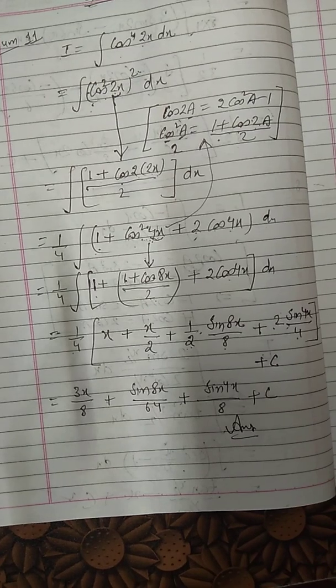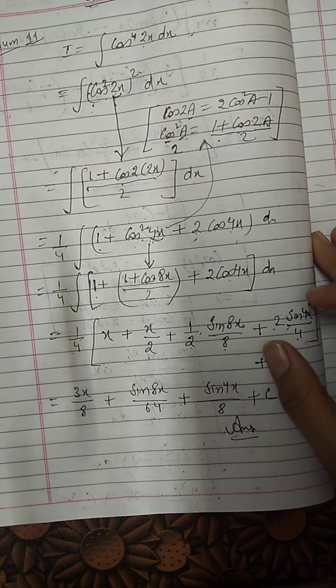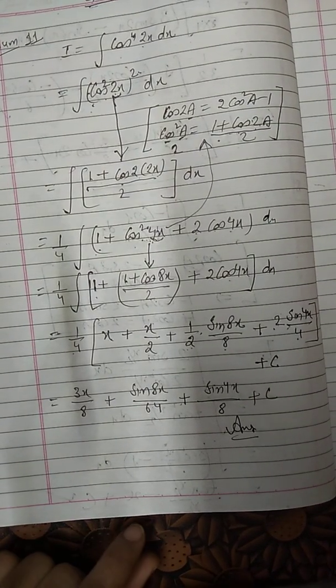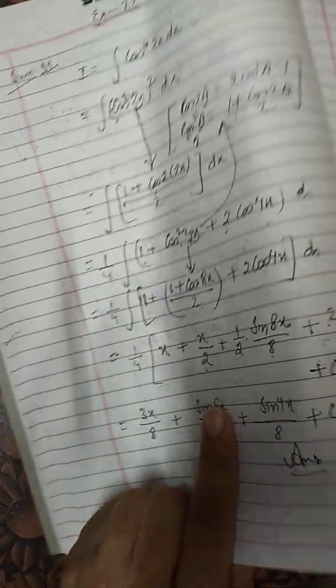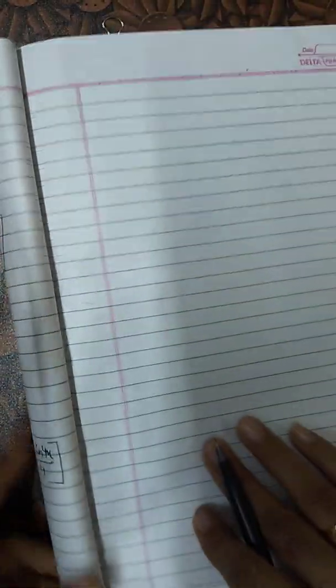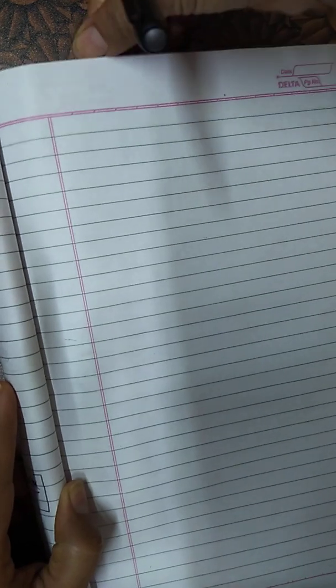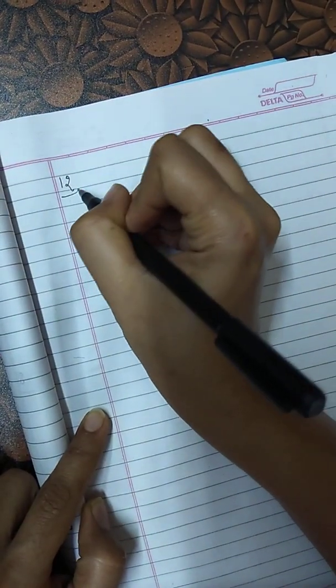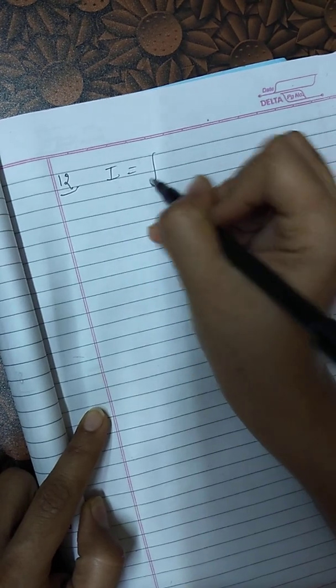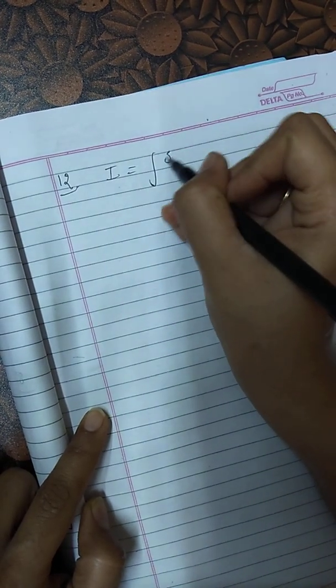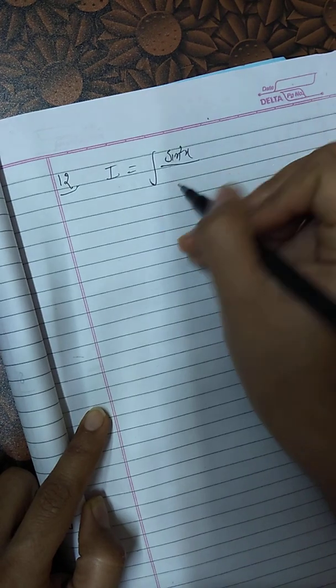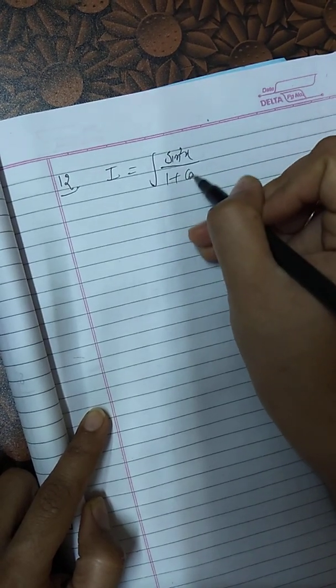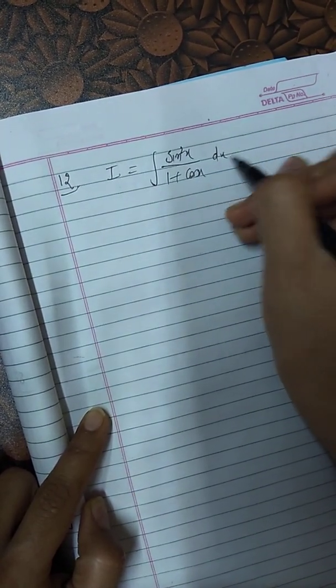Likewise, you people can complete that. And sum number 12 is sine square. So let me give you the hint for that. Sum number 12: we have the integral of sine square x divided by 1 plus cos x dx.